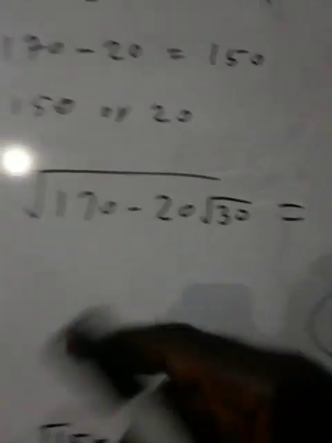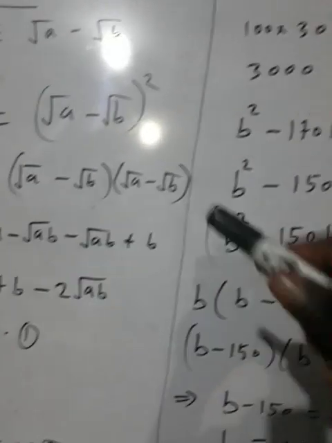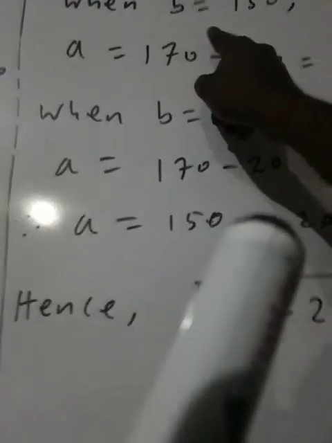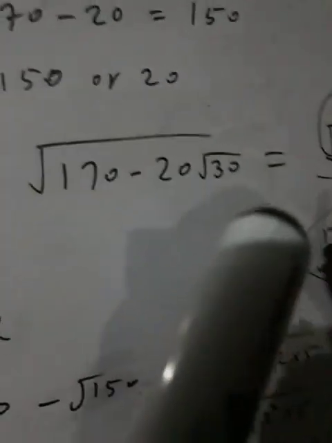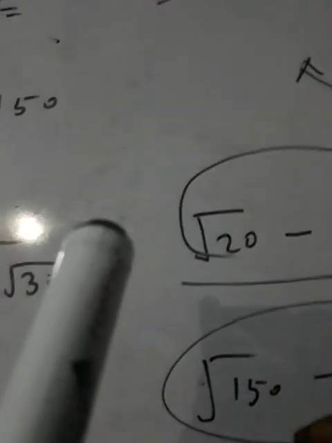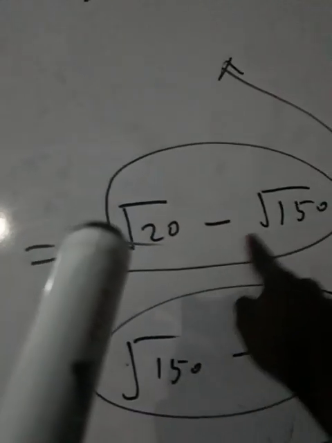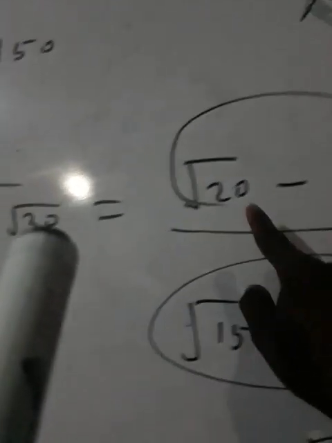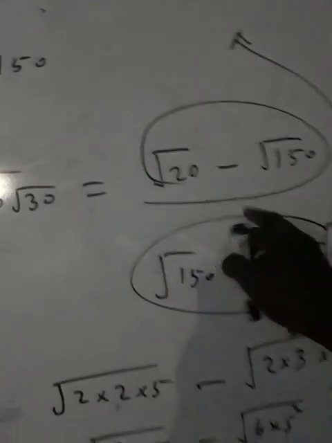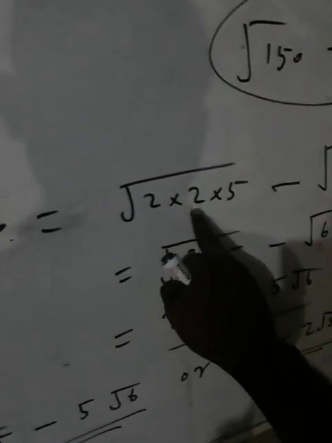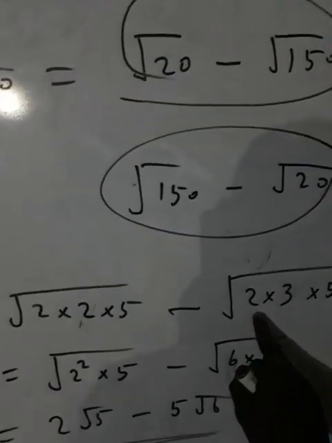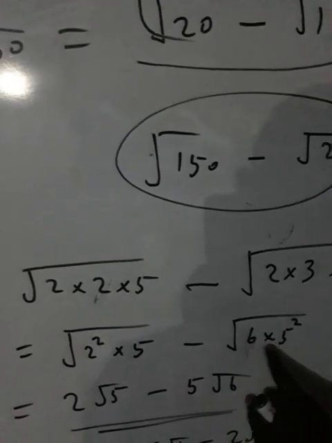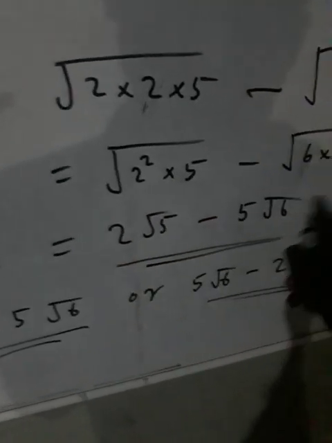So this is the fact that I used to find the first one. When b is equal to 150, a is equal to 20. So that is why I have root 20 minus root 150. On solving this, root 20 is the same thing as root of 2 times 2 times 5, which will give us 2 root 5. And root 150 is the same thing as 2 times 3 times 5 times 5, which is 5 root 6. Which will give us here 2 root 5 minus 5 root 6.